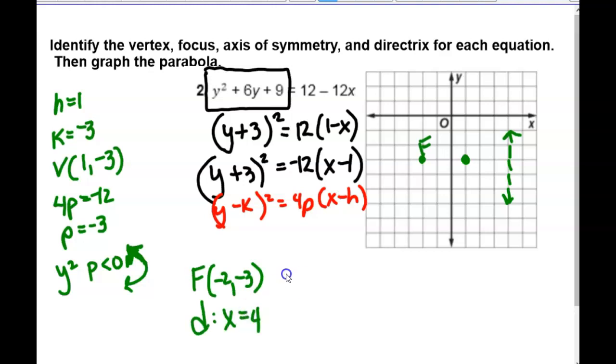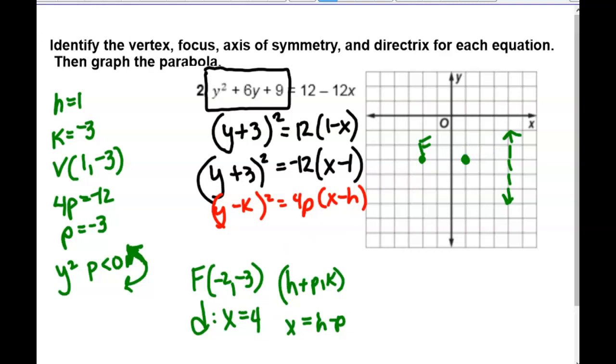Okay, and we could have used the recipes, right? If we knew it was opening left, the focus would have been at h plus p comma k, which would have been 1 plus negative 3 or negative 2 comma negative 3. And the directrix was at h minus p, which would have been 1 minus negative 3 or positive 4. All right.